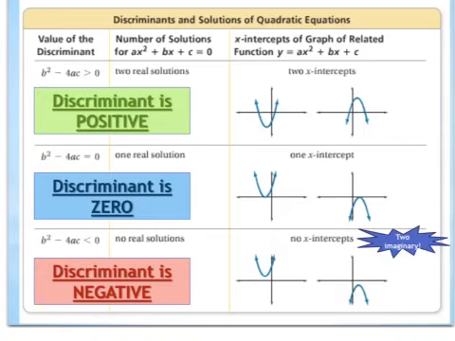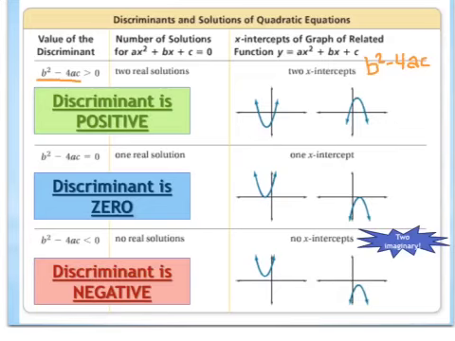Now, what I really want you to get is that the discriminant is only the value b squared minus 4ac. That is found underneath the radical in the quadratic formula, but if I ask you for the discriminant, I am strictly asking you for the value you get when you do b squared minus 4ac. I am not asking you to also include the radical with that answer.